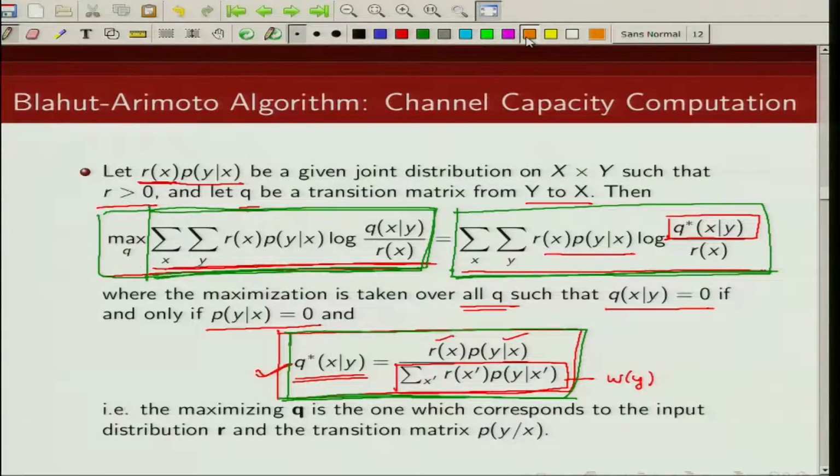What does this lemma say? The maximum value of this function, maximizing over all q, is given by this, where q is given by this expression. So given an R, we should find q in this particular fashion, because this will maximize this function over all q. So this is how R and Q are related.